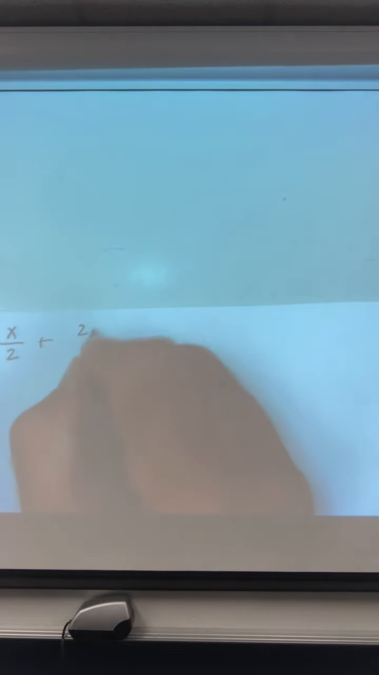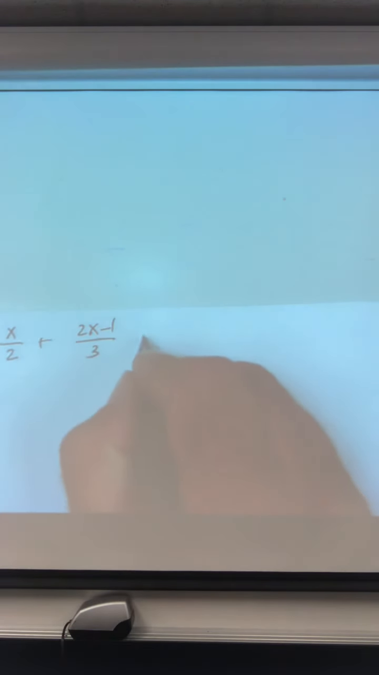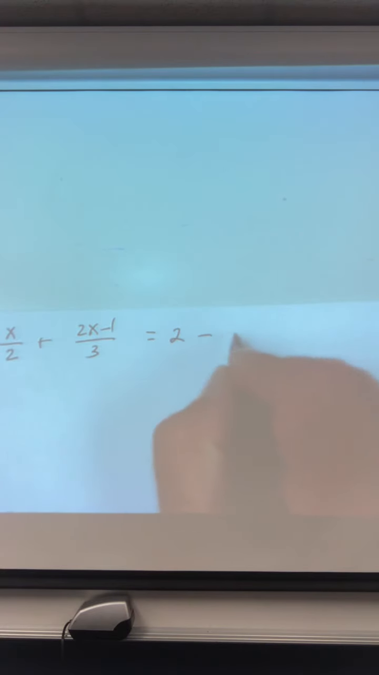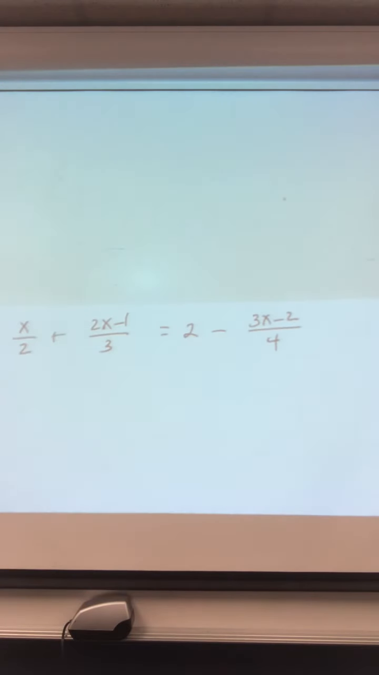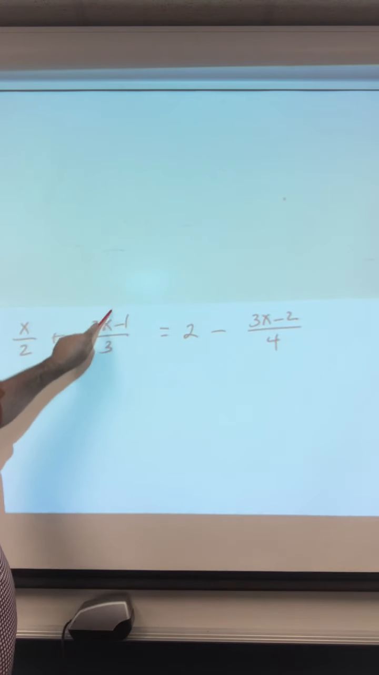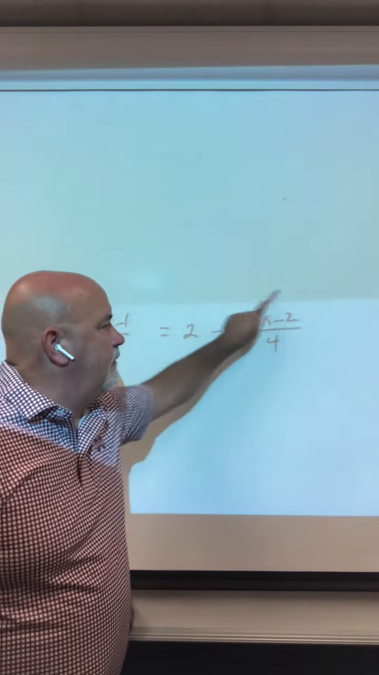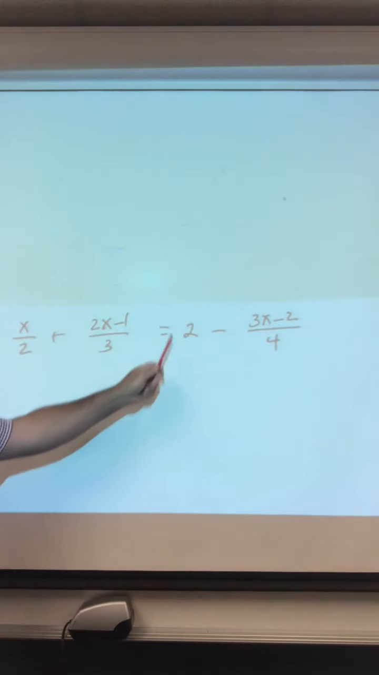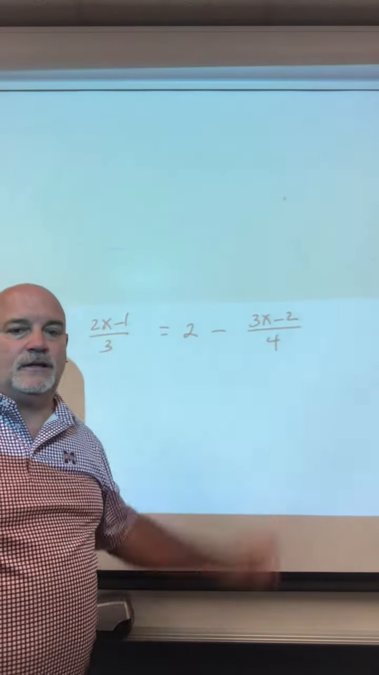Doing more with fractions because these are the ones that are usually a little harder for us. So let's look at this example. X over 2 plus 2x minus 1 over 3 equals 2 minus 3x minus 2 over 4. Okay, let me say once again, notice this is one term. First thing I see with this equation is the fractions. I don't like the fractions.